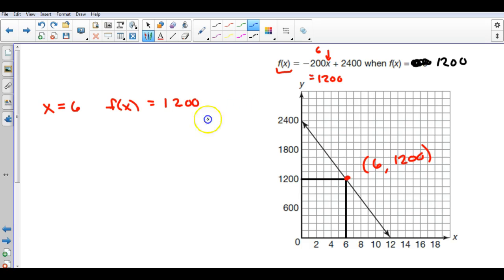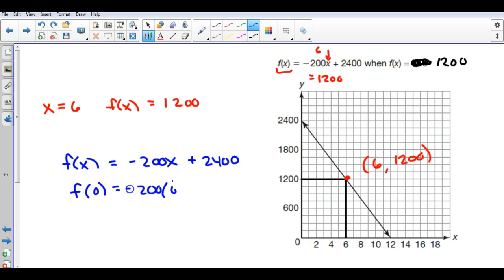And one last thing that I wanted to point out with this problem too, notice f of x, I'm going to just copy down my equation here. I want to talk about what y-intercept was again. Y-intercept was whenever x is 0. When x is 0, what is my y value? So notice when x is 0, this quantity goes away and I would be left with 2400. Well, notice where that is on our graph. When our x value is 0, your y value is 2400.